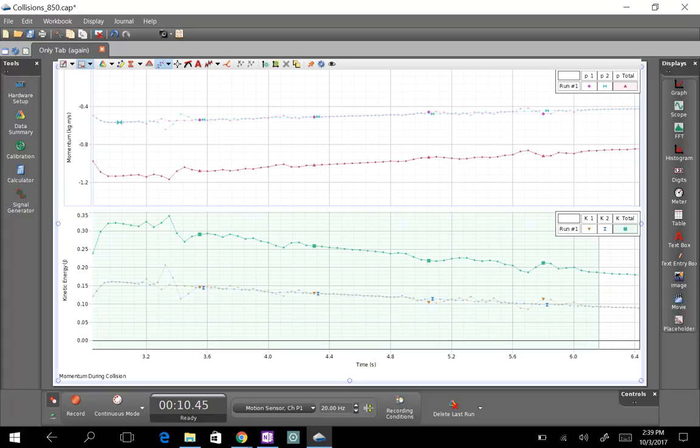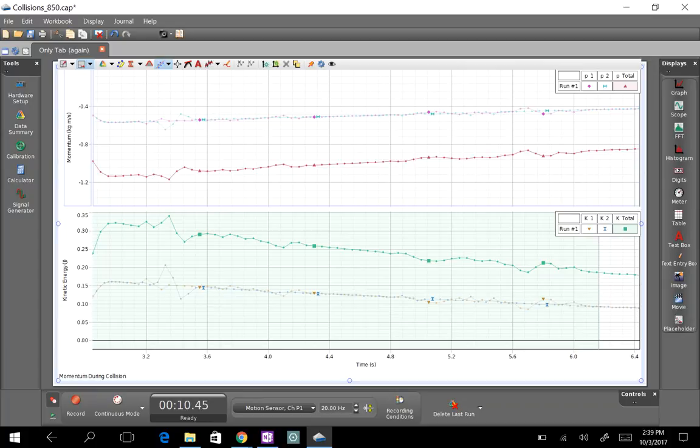Now notice in these, I have 2 carts right on top of each other and one that's double. That's because momentum 1 and momentum 2 should be the same. And so the total momentum is twice that. So we can see that that all worked great. Now I'm going to do a collision.